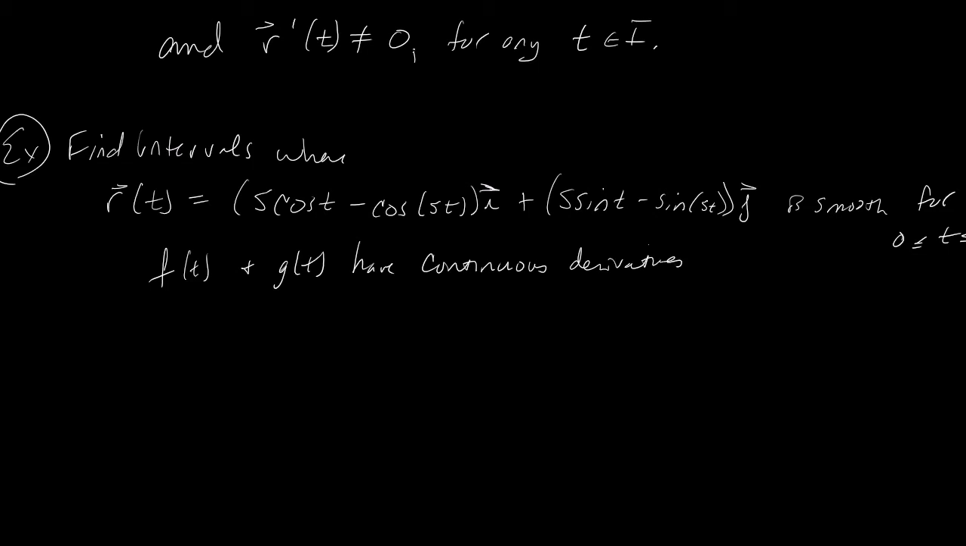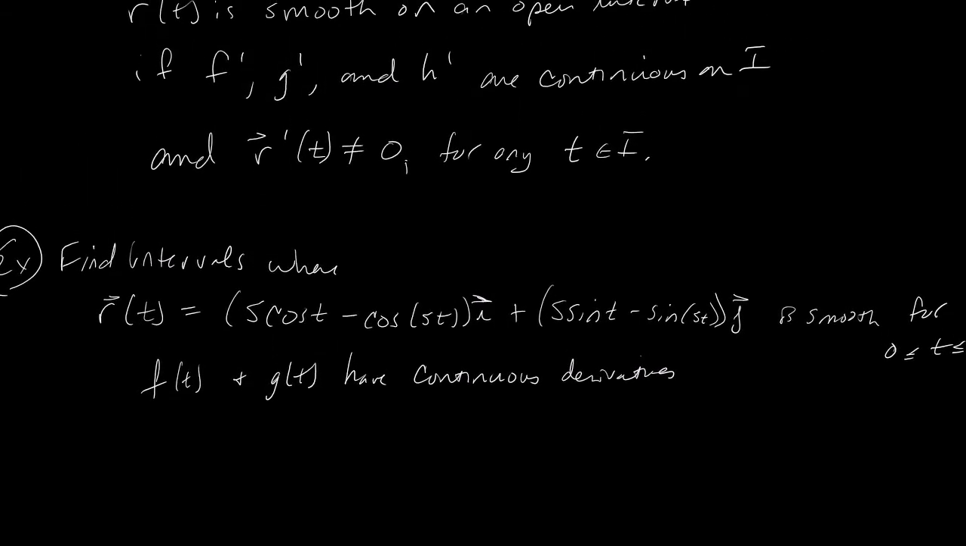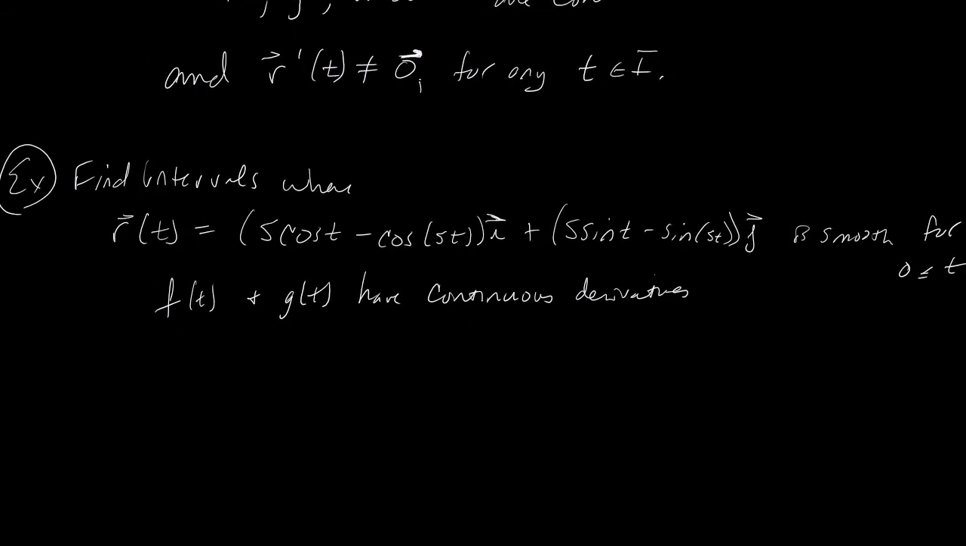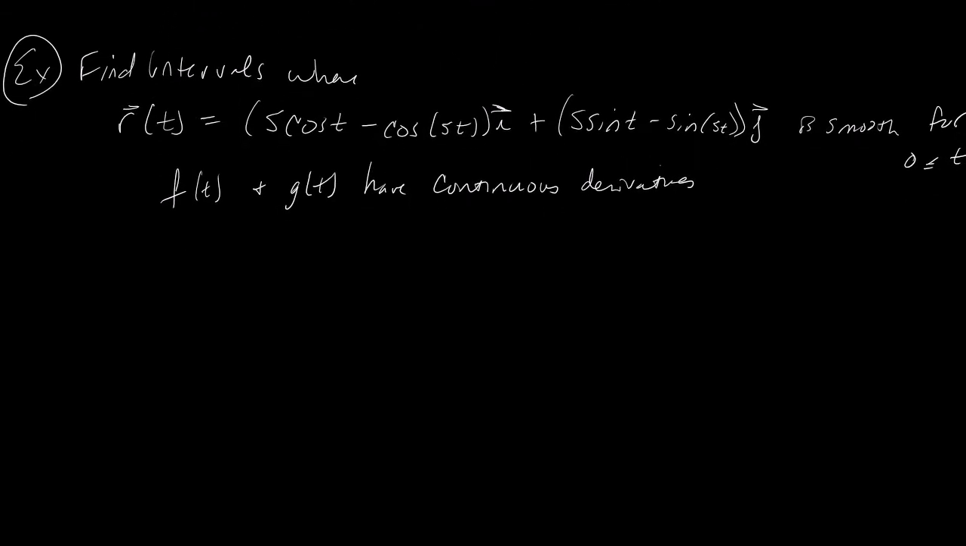Okay, so then we need to figure out where r prime of t is equal to the 0 vector. And I should make that very clear. This is referring to the 0 vector because r prime of t is a vector. Okay. All right, well, the first thing we're going to need to do is find r prime of t. So r prime of t, we have negative 5 sine of t minus sine of 5t, chain rule gives a 5. Okay, so that's my i direction.